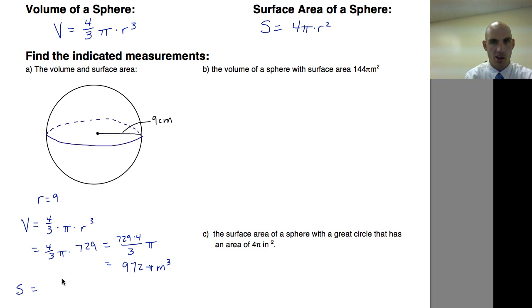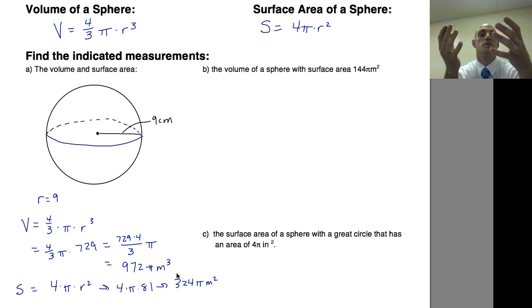Surface area equals 4 times pi times radius squared. Not as difficult this time. 4 times pi times 81. And if I do 81 times 4, you can probably do that in your head if you're good. And that's 324 pi meters squared. Okay, that's all there is to it. So we're taking these measurements and we're plugging them into this formula.